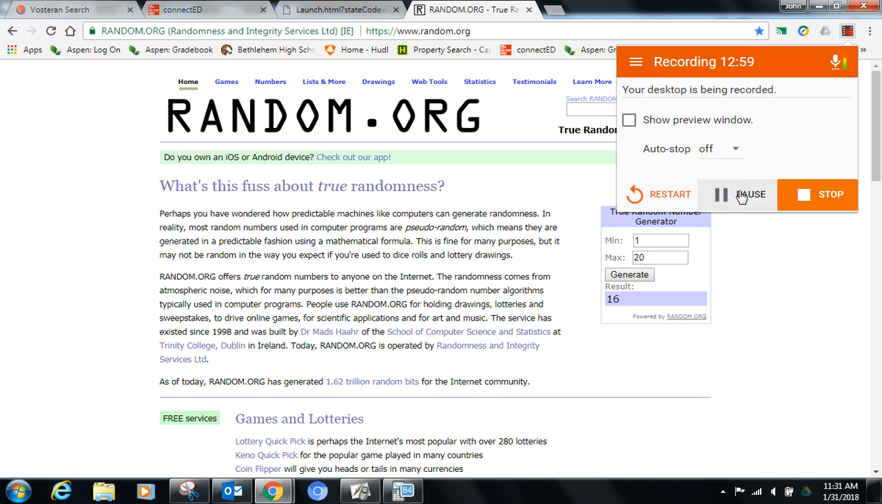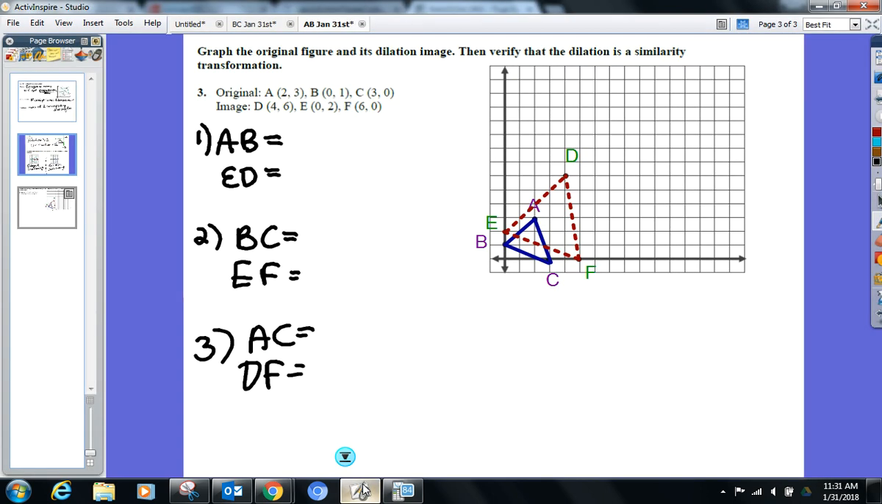Make sure we jot it down. Group 1, what do you got for me for AB? 2 radical 2? I have breaking down the square root of 8. Square root of 8, remember, breaks down into 4 and 2, right? Square root of 4 is 2, and then bring down the radical 2. Good? No, it's 2 radical 2. I wasn't disagreeing. Sorry about my tone. I apologize. ED, 4 radical 2, yes.